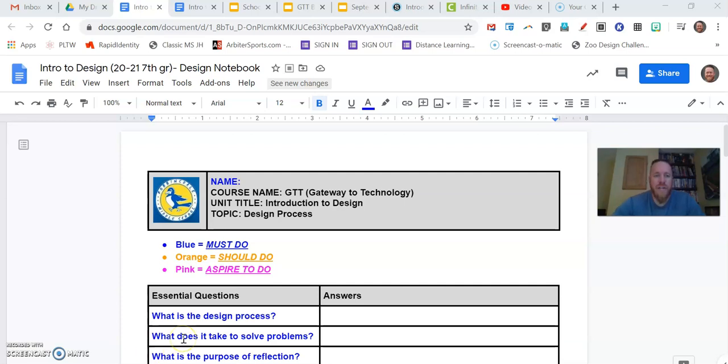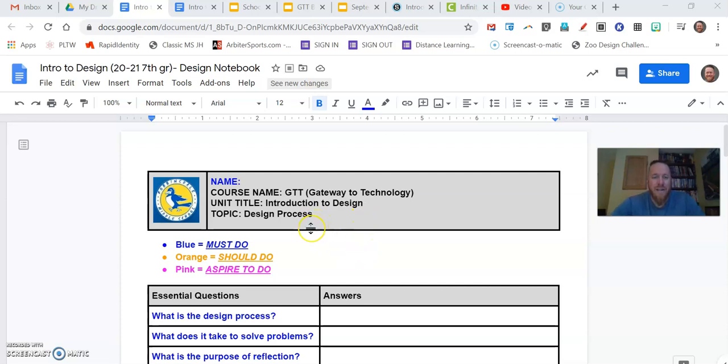When you go into your design notebook through Schoology, you should be able to find it. Type in your name up here in the heading. We filled out the rest of this for you. It's GTT class. Our unit title is Introduction to Design, and our topic is Design Process. So we're going to spend some time reviewing what the design process is, how we use it, what the steps are, that sort of thing, just to kind of get our minds thinking design once again after our long break.